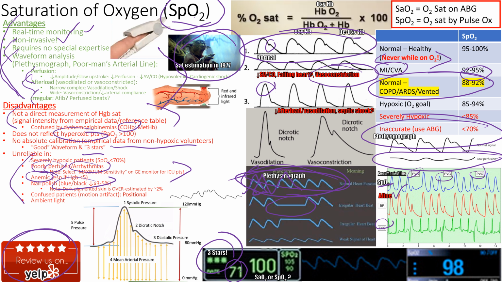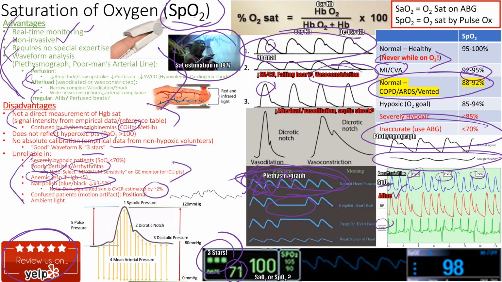And then dark pigmented skin, right? It overestimates by about 2%, right? So you have like a Black woman trying to get oxygen because she's short of breath all the time at home. She goes to your doctor's office. Oh, you're 93%. You don't need oxygen. We only give oxygen to people who have less than 92%. Well, now she doesn't get oxygen, right? Because it overestimated. Okay, so there's a whole thing there about that.